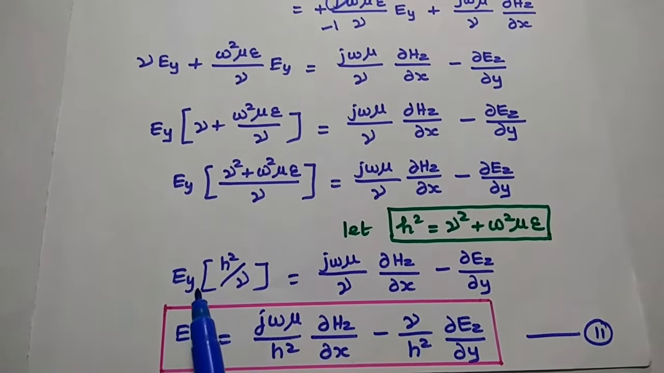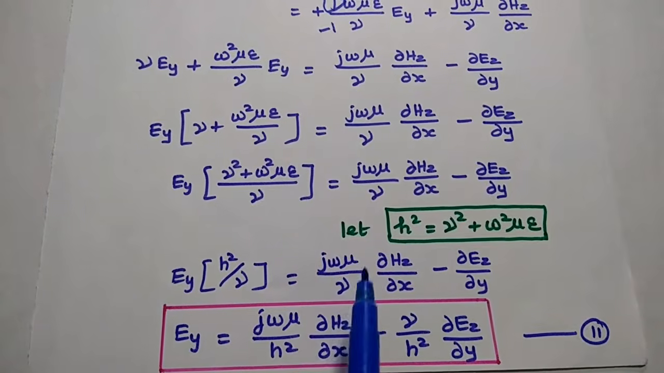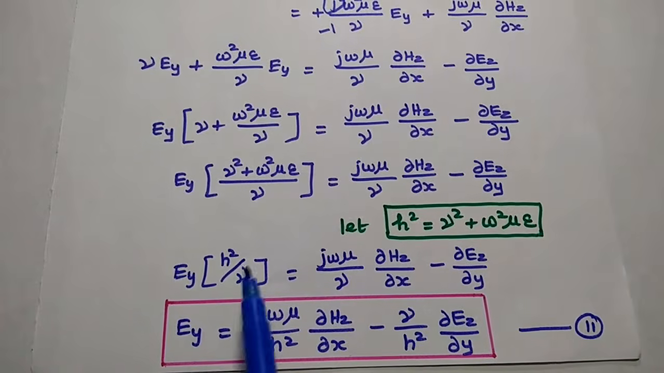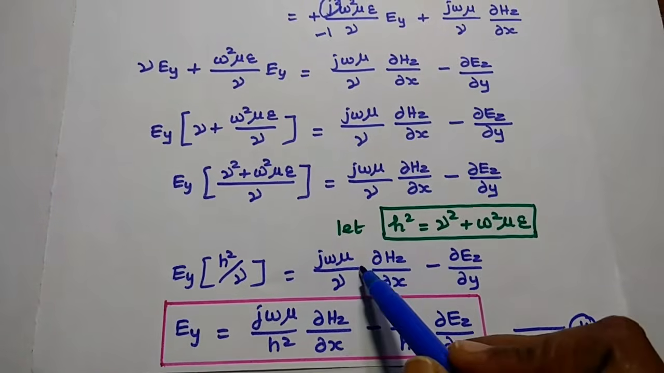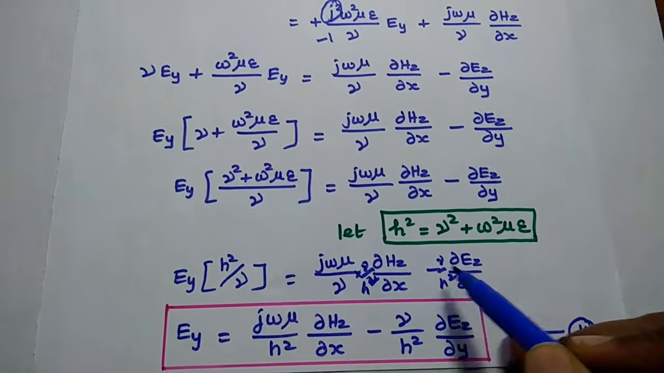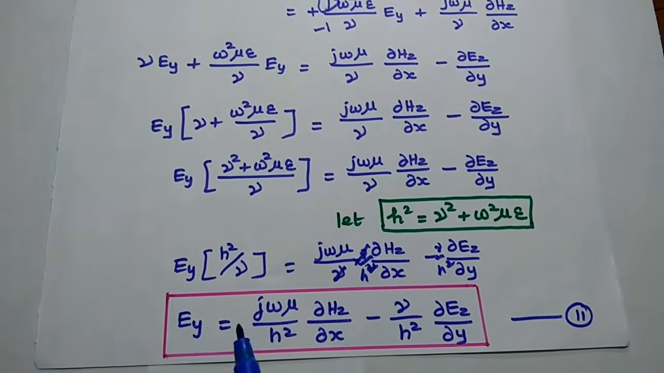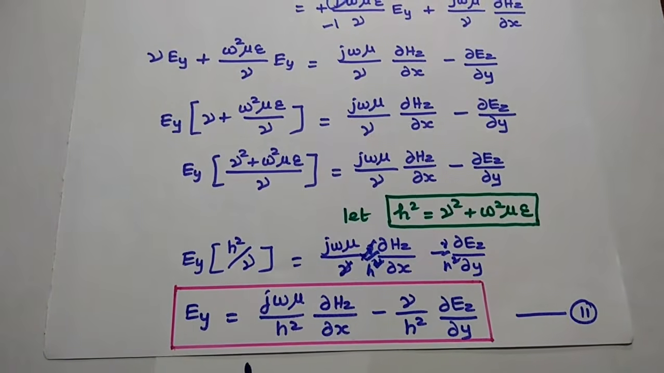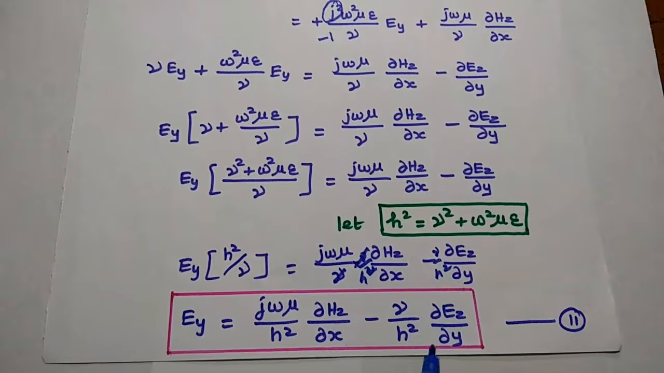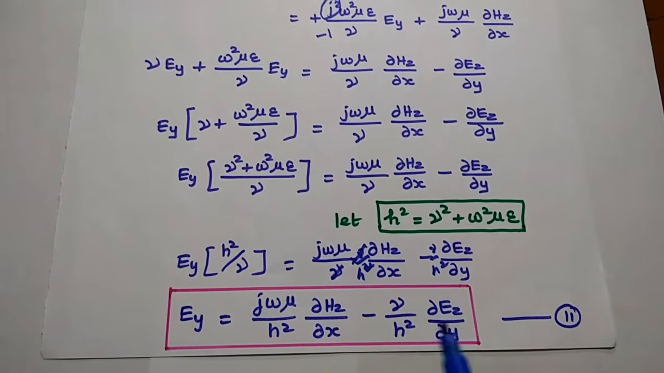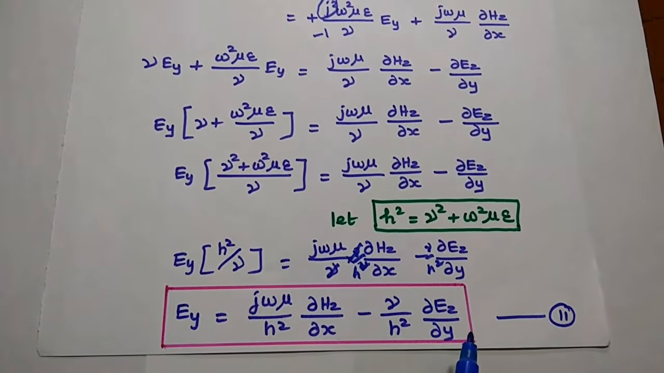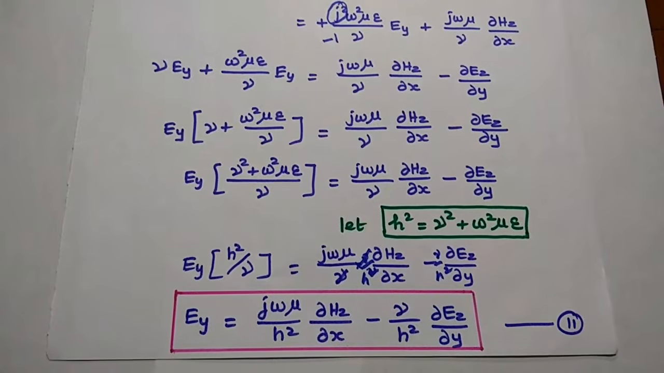Then this term becomes Ey into h squared by gamma is equal to j omega mu by gamma dou Hz by dou x minus dou Ez by dou y. We can move this term to this side as a reciprocal term. Then this term becomes gamma by h squared. Similarly, here it is gamma by h squared, so this gamma is divided out. Then we get the Ey value as j omega mu by h squared dou Hz by dou x minus gamma by h squared dou Ez by dou y. This is the value of the Ey component in terms of Hz and Ez. Okay, consider this as the 11th equation.